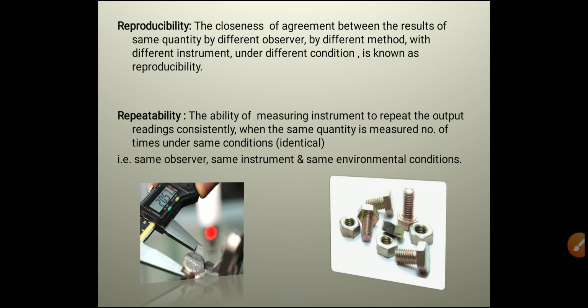Here the image shows that every time the head of a nut and bolt is measured by the vernier caliper, the vernier caliper should show the same reading with different observers, different conditions and different instruments. That is called reproducibility. And when the vernier shows the exact same reading a number of times with the same observer, same instrument and same environmental condition, that is called repeatability. Coming to the errors of measurement, let us see the errors in measurement.